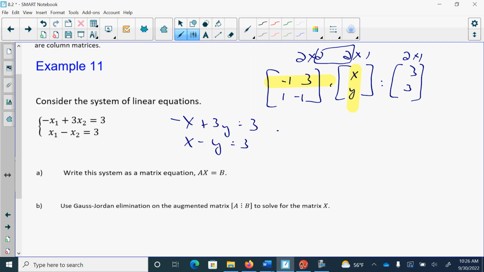I would say -1 times x plus 3 times y is equal to my row 1 column 1, which is 3. So this is -x plus 3y is equal to 3. You see how it works that way? You agree that I can write it like that. This is me just proving that I can write any system like this.